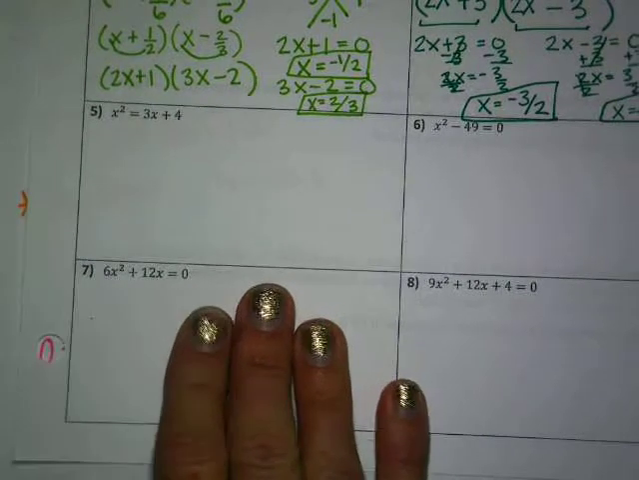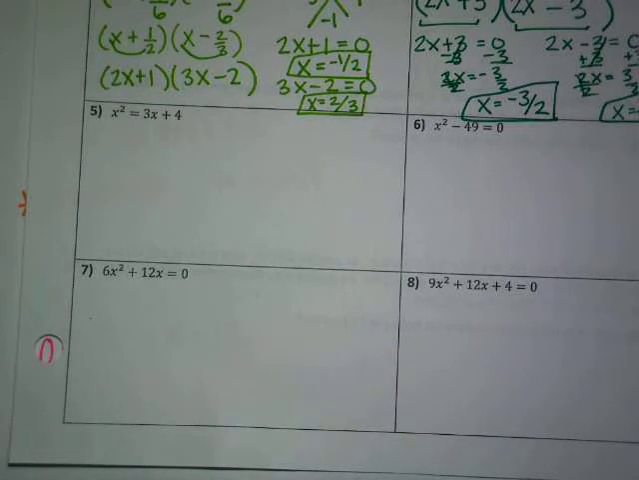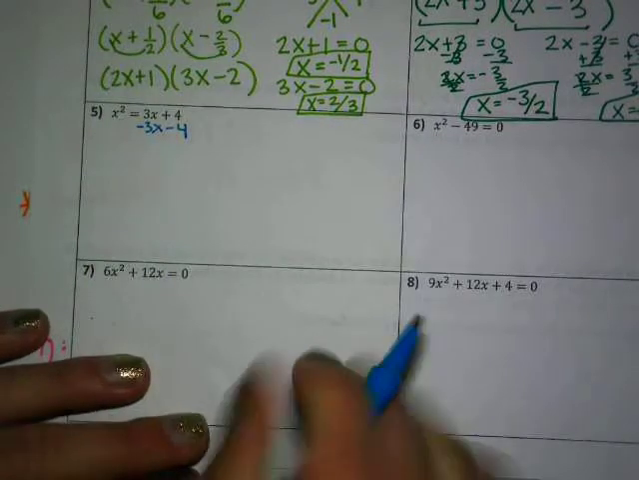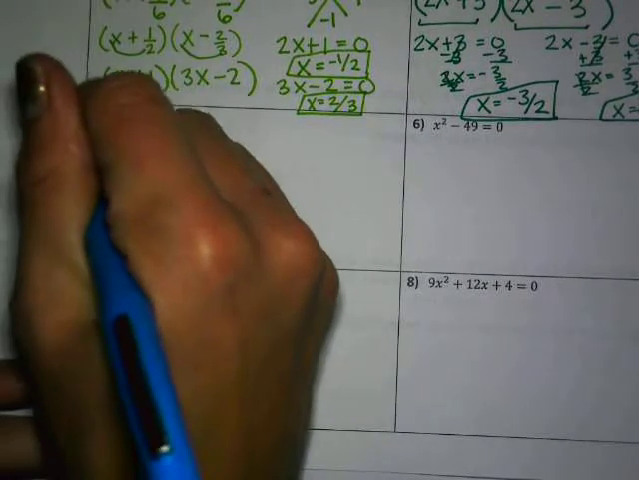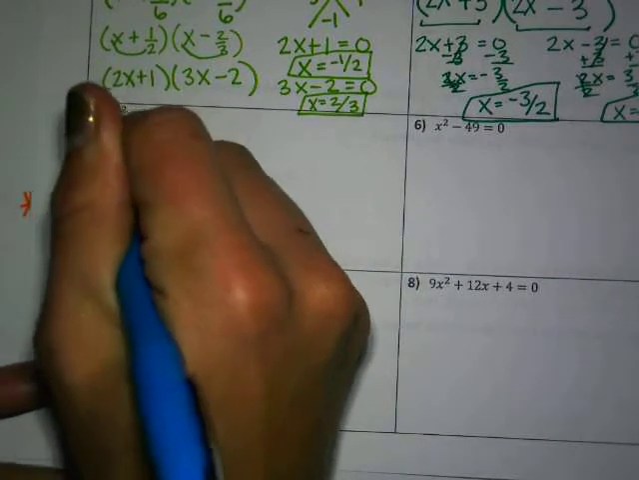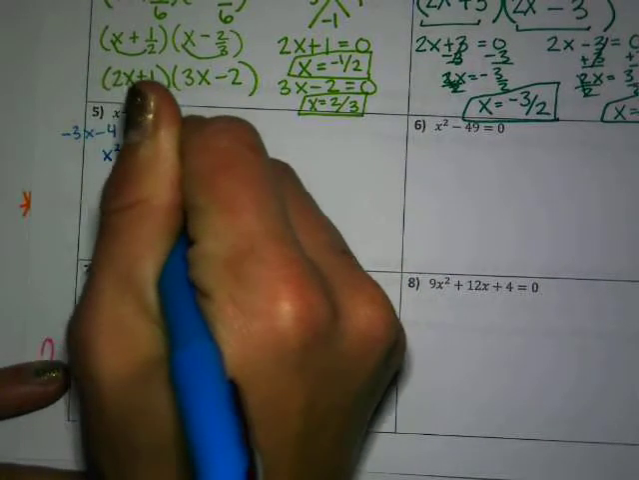Okay, number 5. On number 5, I have x squared equals 3x plus 4. It is always a good idea to keep your x squared positive. So whatever will keep your x squared positive, that's what you're going to want to do. So we're going to move everybody else so x squared can stay positive. Minus 3x minus 4, minus 3x minus 4. And so I have x squared minus 3x minus 4 equals 0.